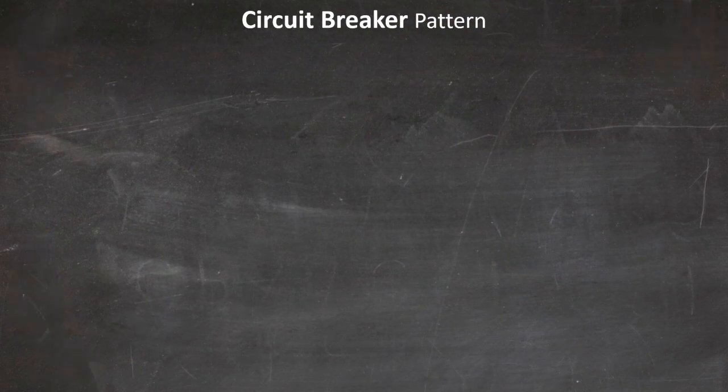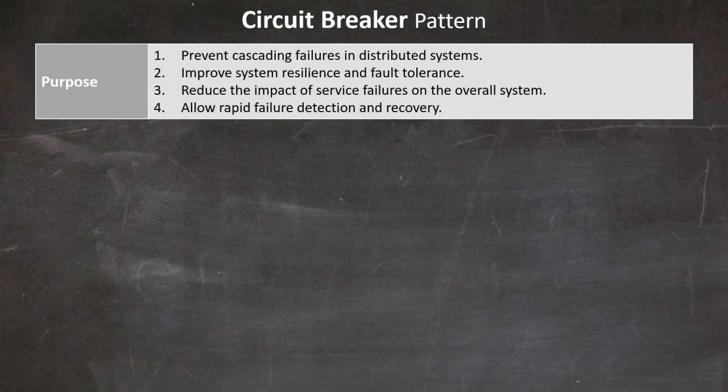Let's now discuss the circuit breaker pattern. The circuit breaker pattern aims to: 1. Prevent cascading failures in distributed systems. 2. Improve system resilience and fault tolerance. 3. Reduce the impact of service failures on the overall system. 4. Allow rapid failure detection and recovery.